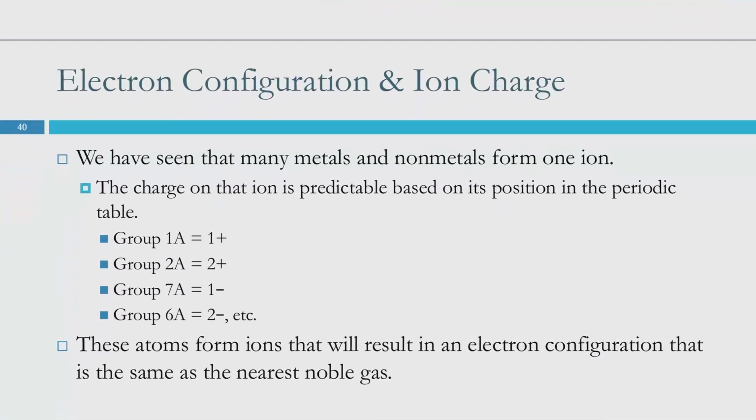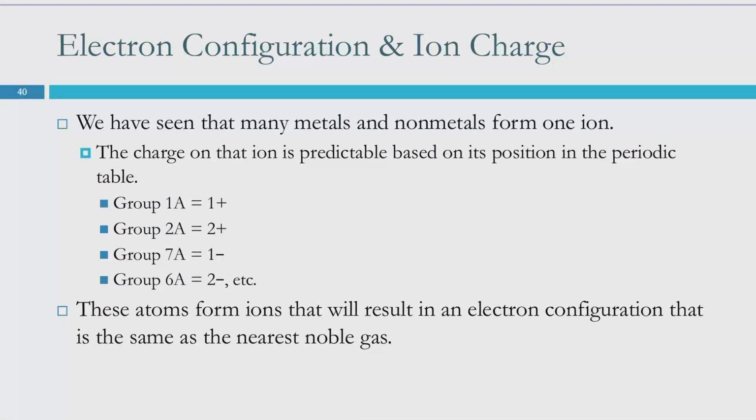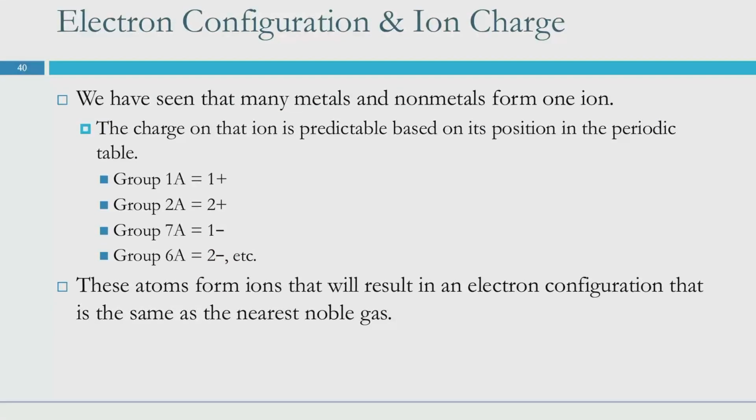So there's a bunch of metals and nonmetals that form 1 ion. And the charge that these ions form is predictable. It's based on the position in the periodic table. Our group 1A forms a 1 plus, our group 2A forms a 2 plus, our 7A forms a 1 minus. They need to gain 1 electron to become a noble gas configuration. Our group 6A, our oxygen group, needs to gain 2 to become a noble gas. Gaining 2 electrons, electrons are negatively charged, and so they take on a 2 minus charge. So this is where we get the ions that form only 1 charge from.